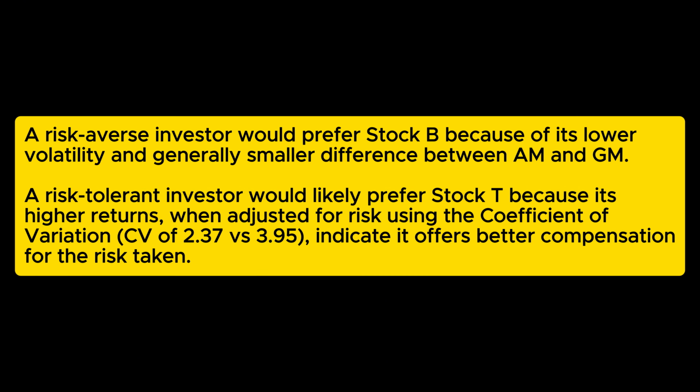Finally, a risk-averse investor would prefer stock B because of its lower volatility and generally a smaller difference between arithmetic mean and geometric mean. In contrast, a risk-tolerant investor would likely prefer stock T because of its higher returns when adjusted for risk using the coefficient of variation, CV, of 2.37 versus 3.95, which indicates it offers better compensation for the risk taken.